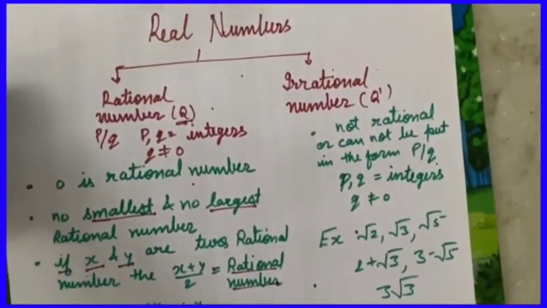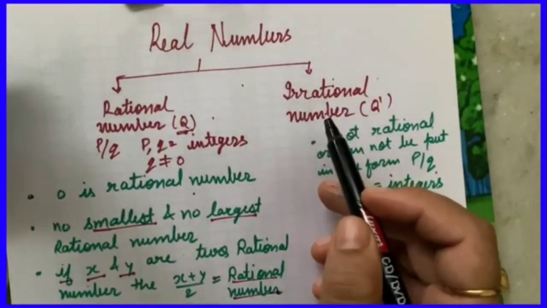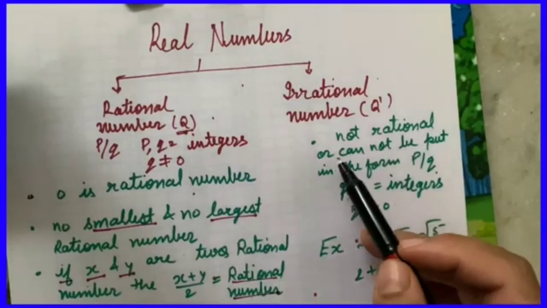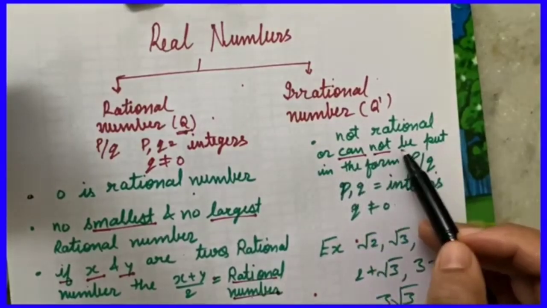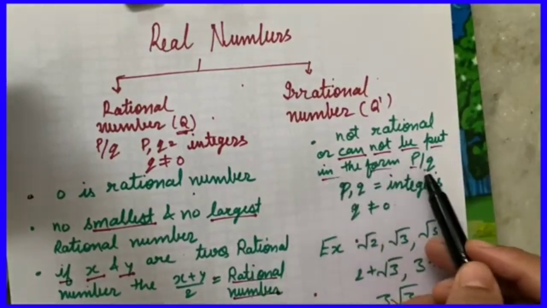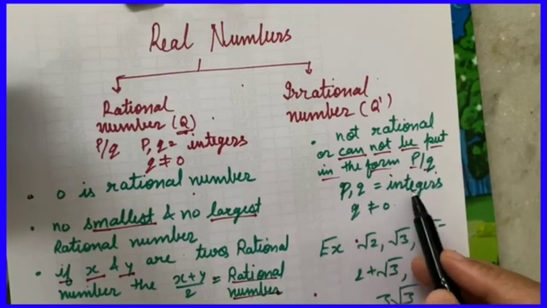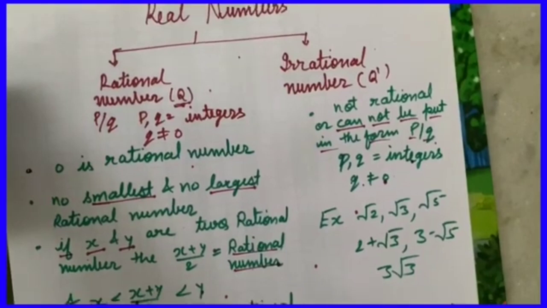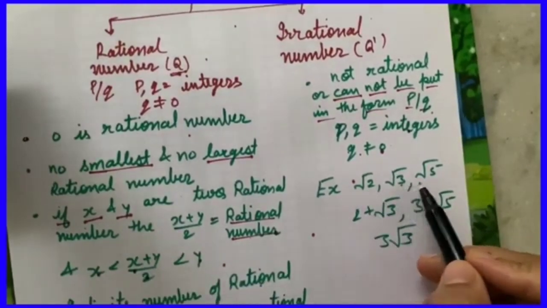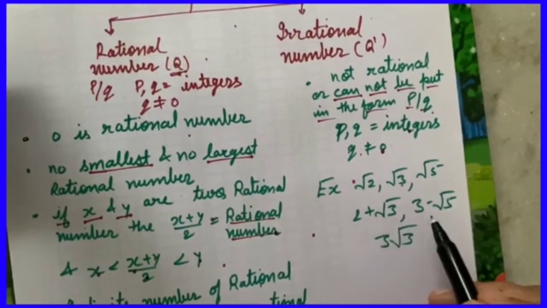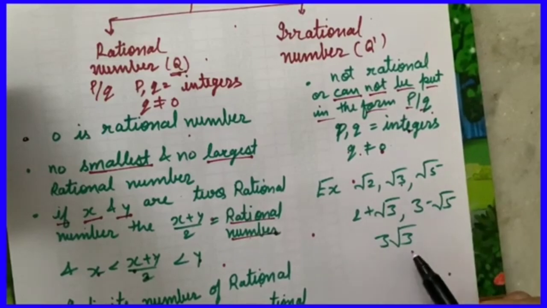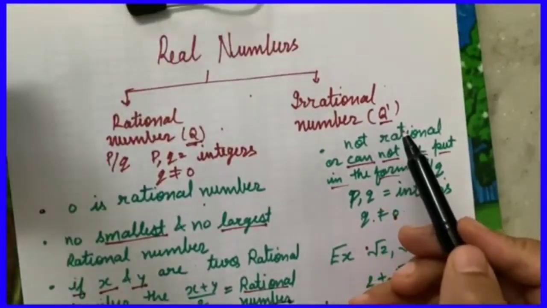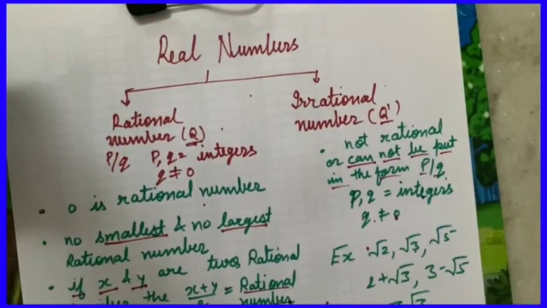Now let's talk about irrational numbers. How can we define irrational numbers? The numbers which are not rational, or cannot be put in the form p by q, where p and q are integers and q is not equal to 0. Some examples of irrational numbers are root 2, root 3, root 5, 2 plus root 3, 3 minus root 5, 3 root 3. One more thing, we denote irrational numbers as Q dash. Okay, I hope you understood this.